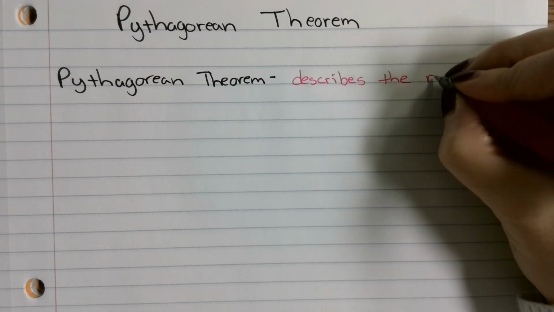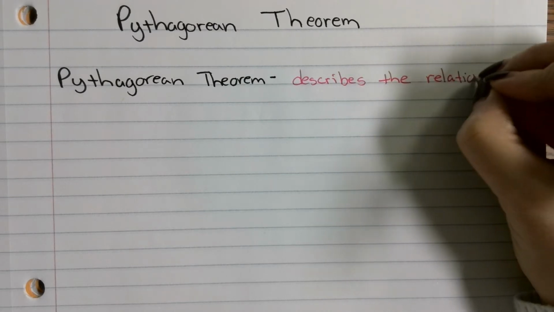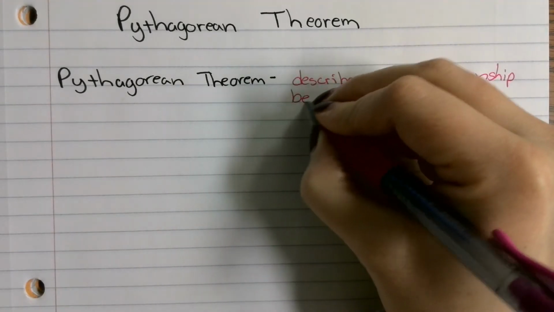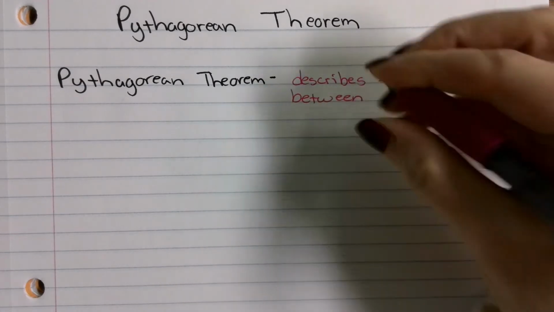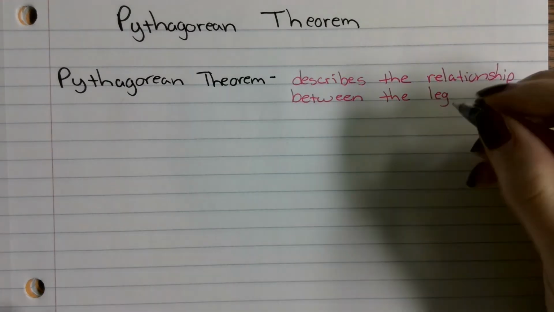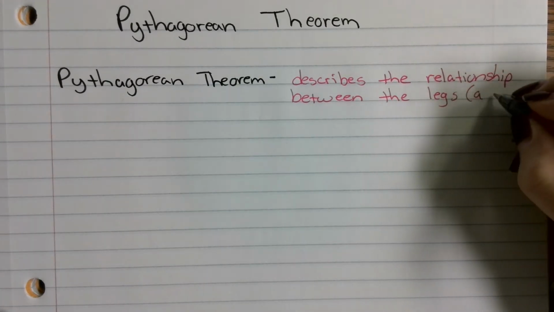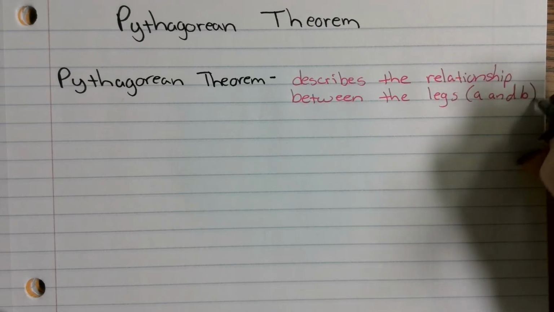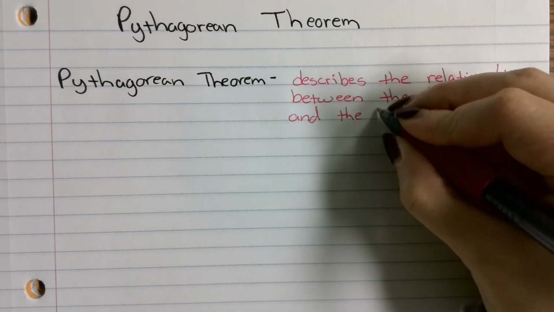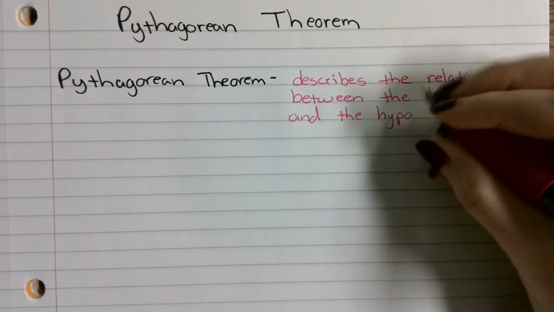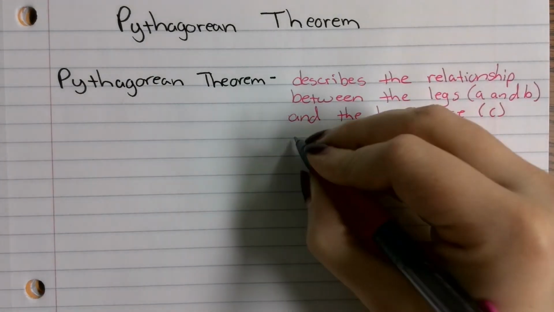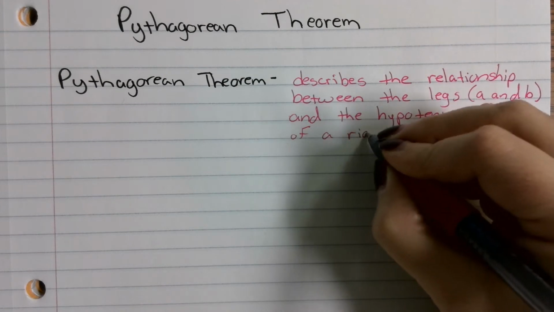We discussed a few units ago how to identify if three measurements could form a triangle. Now we're identifying whether those three measurements will form a right triangle or not. It has three sides. Two of those sides are called the legs, and we label them A and B. The third side is the hypotenuse, which we label as C. And again, it's only for a right triangle.